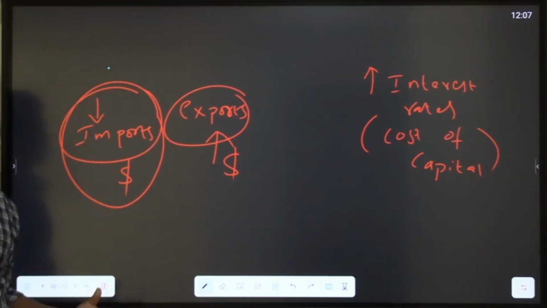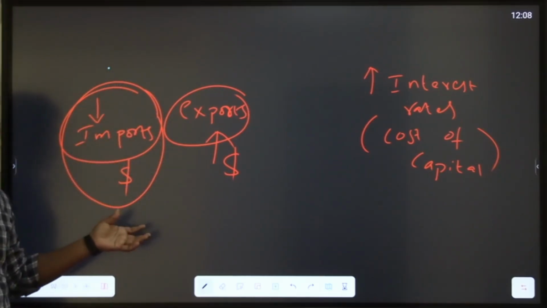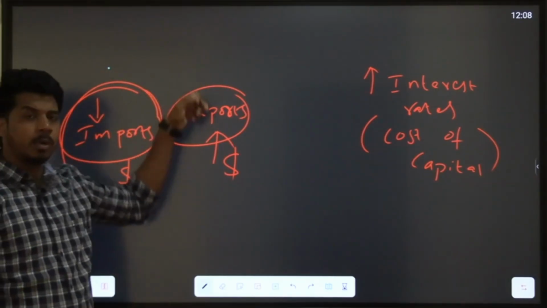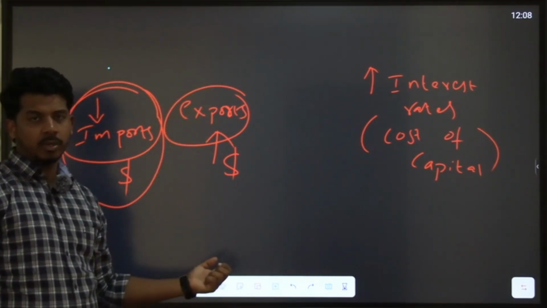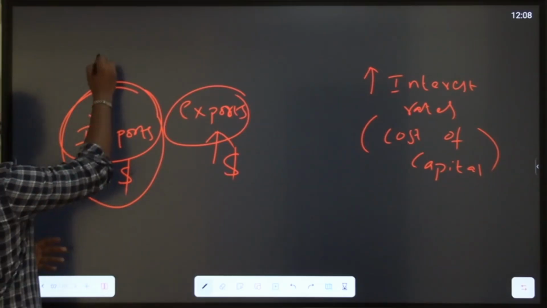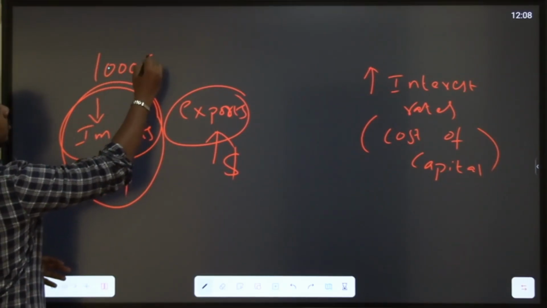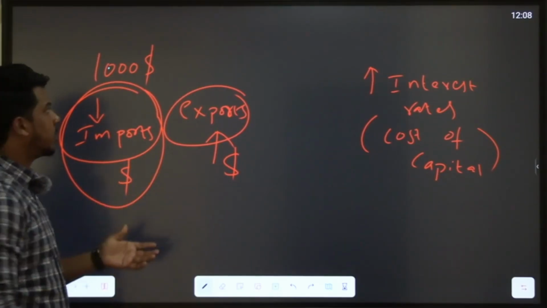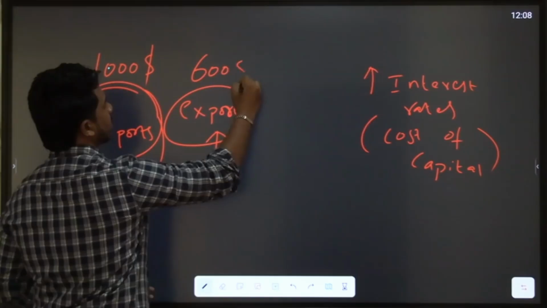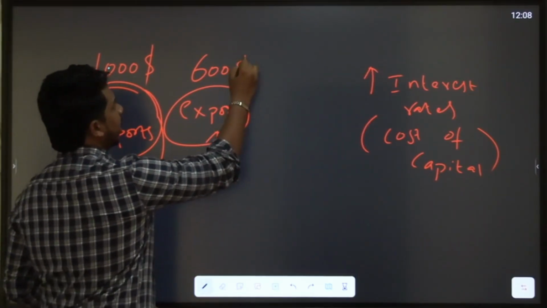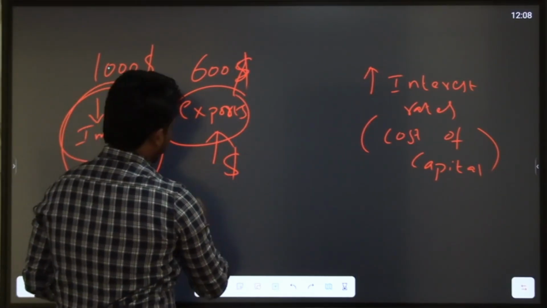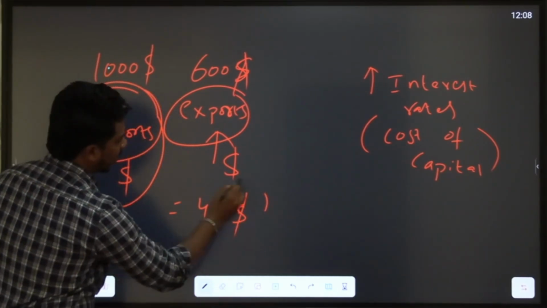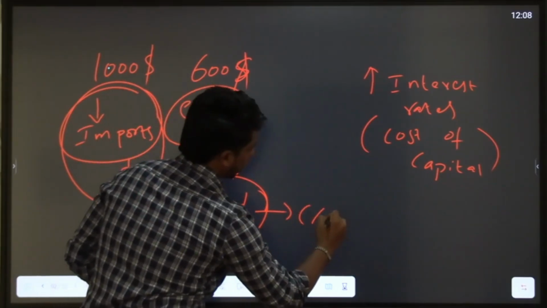So imports are rising. Imports are too much in quantity. We need to pay too many dollars, but our exports are less, so we are getting fewer US dollars. For example, let's say you have to pay 1,000 US dollars for importing, but your exports are only 600 US dollars. So you have a deficit of $400. This is what we are calling current account deficit.